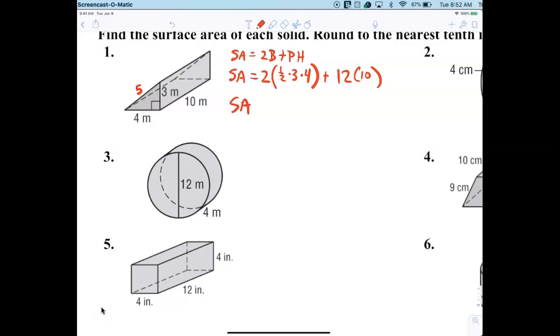So surface area is equal to... Brilliant, Dalton. Come on, tell me what the surface area is. Someone, please. Thank you. 132 what? Yeah, 132 meters squared. I'm not sure where somebody came up with 2 and 12. Embarrassing.